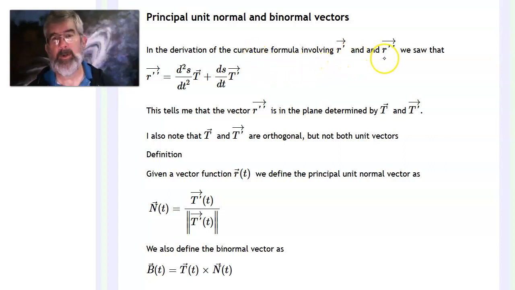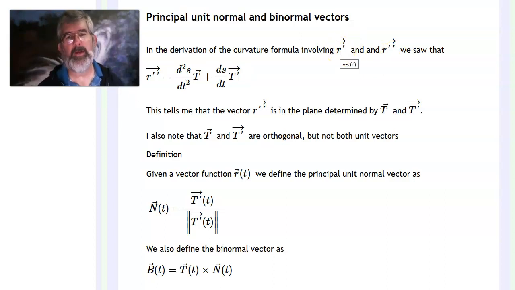r prime and r double prime. We wrote r prime as a product of a couple things and then took the derivative using the product rule, and we ended up with r double prime equal to this sum. Notice this sum is a linear combination of T and T prime, both these two vectors. And what do I mean by linear combination? I mean multiply each by a scalar and then add them.